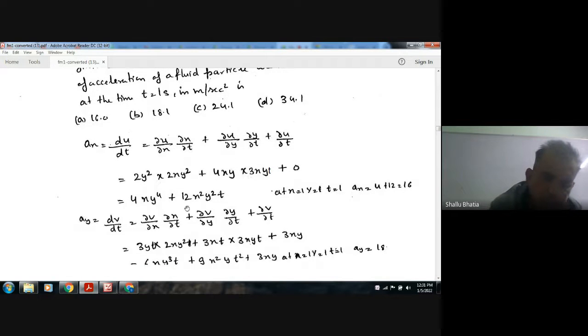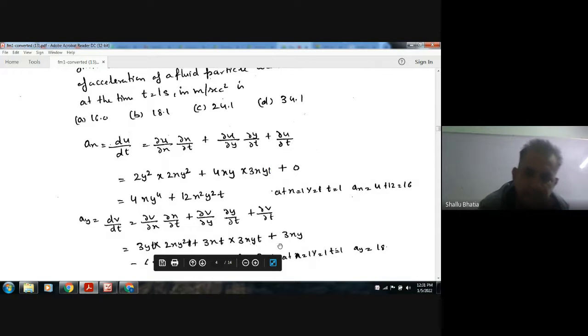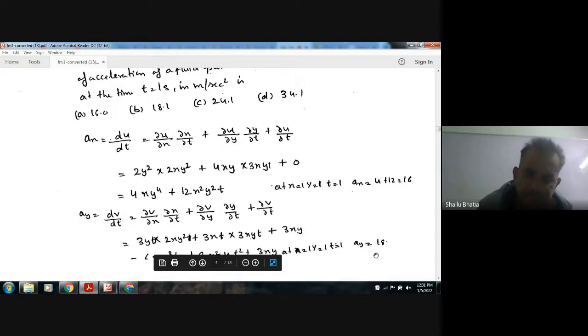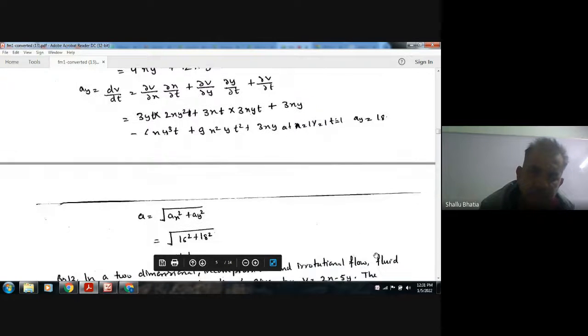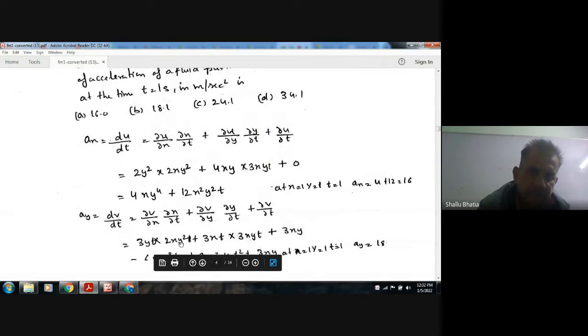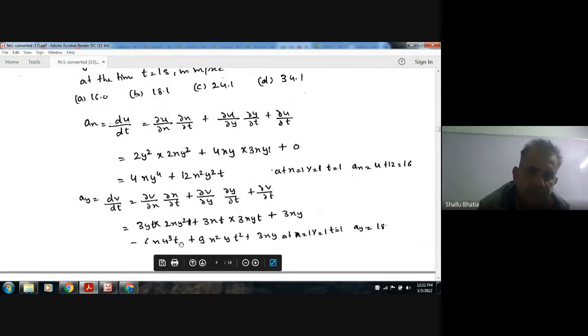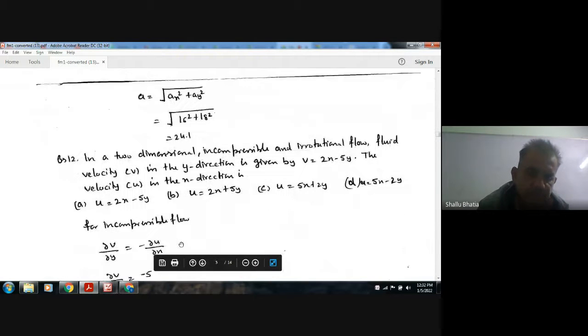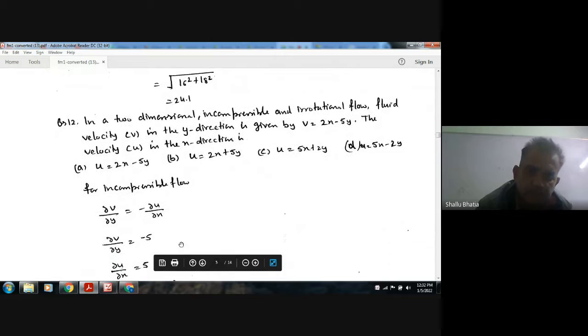Now putting again the values of y, t and x, that is 1, 1, 1, we get ay as 18. The total acceleration will be the square root of ax square plus ay square, so a is 24.1 meter per second. Our answer is C.